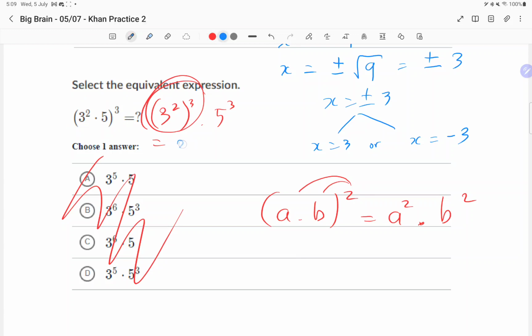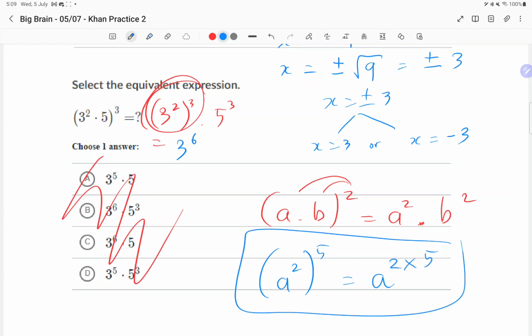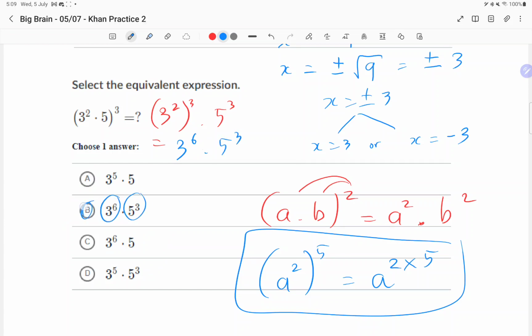Yes, it is 3 to the power 6. So note that when you have a power in a power, let's say a to the power 2, everything to the power 5, it would be a to the power 2 times 5. When you have a power in a power, you multiply the two powers together. So this would be 3 to the power 2 times 3, which is 3 to the power 6. So you can check the answer here: 3 power 6, 5 power 3, the answer is B. Okay, just remember that.